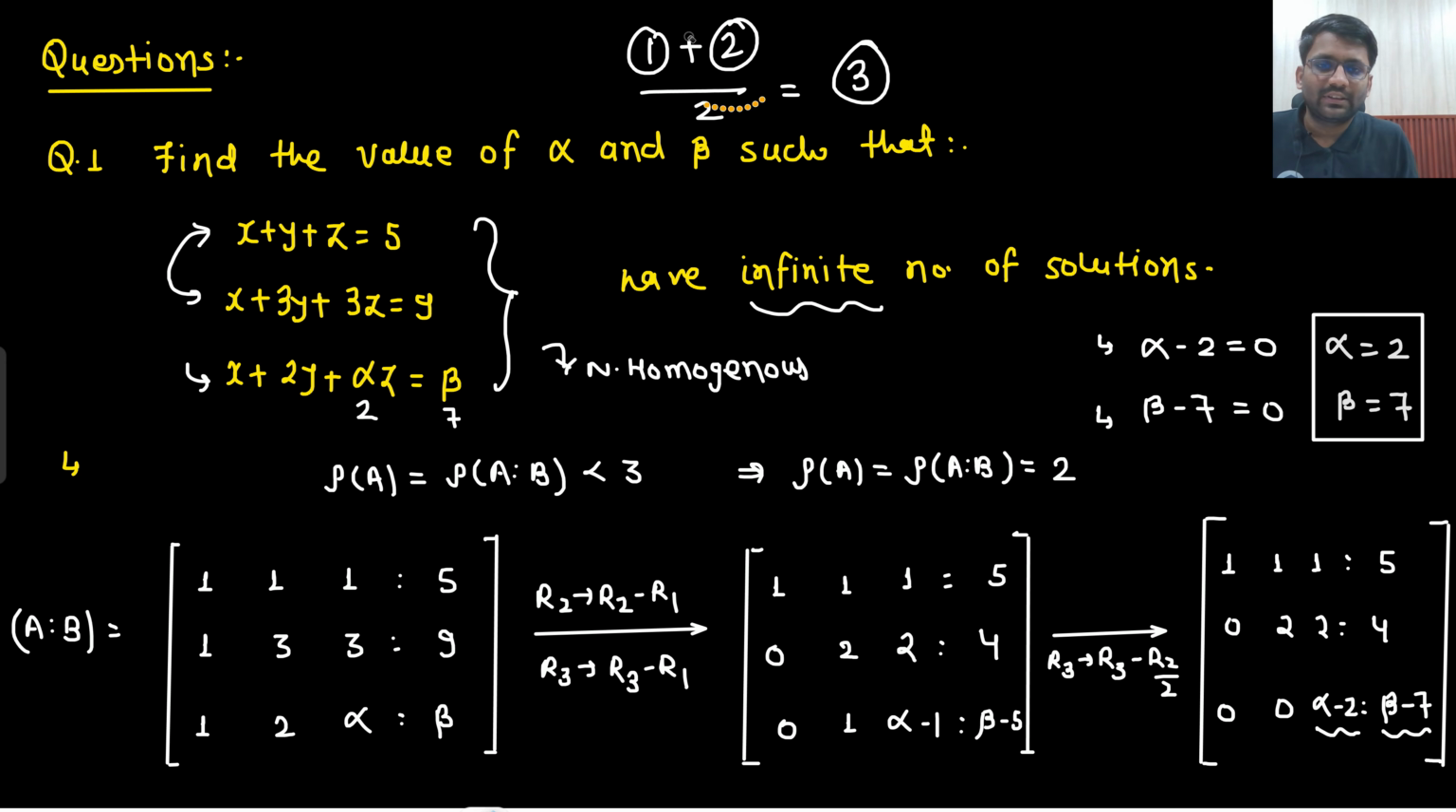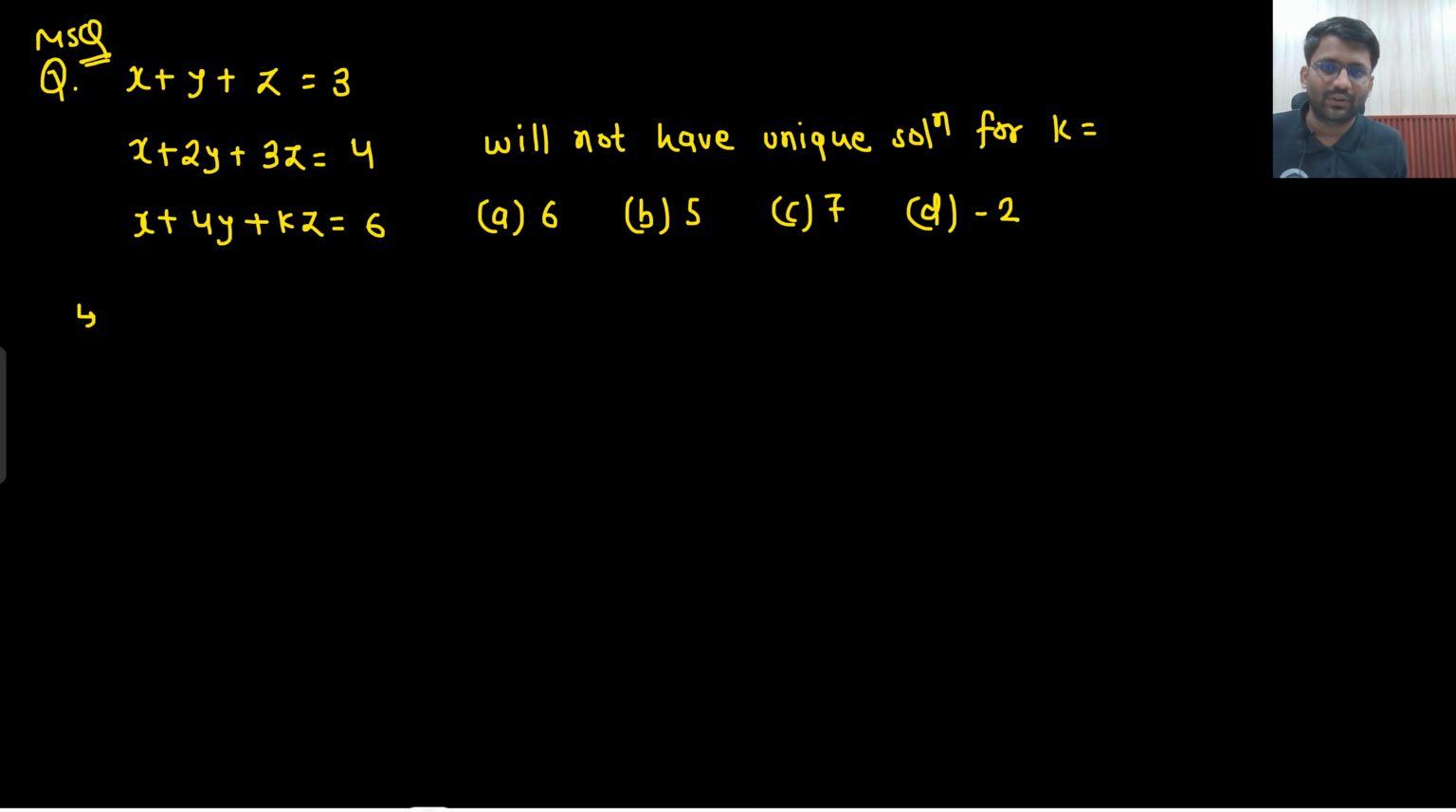Right? So this is how you can check as well, in a very good manner. So alpha value should be 2 and beta value should be 7. Let's go to the next question.